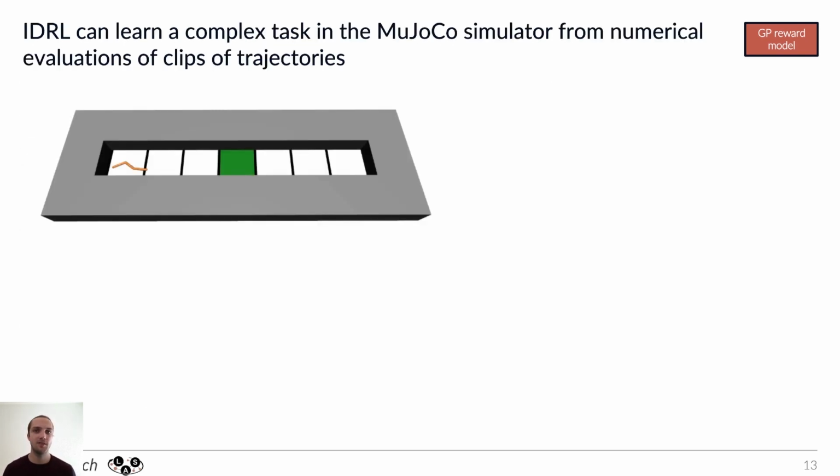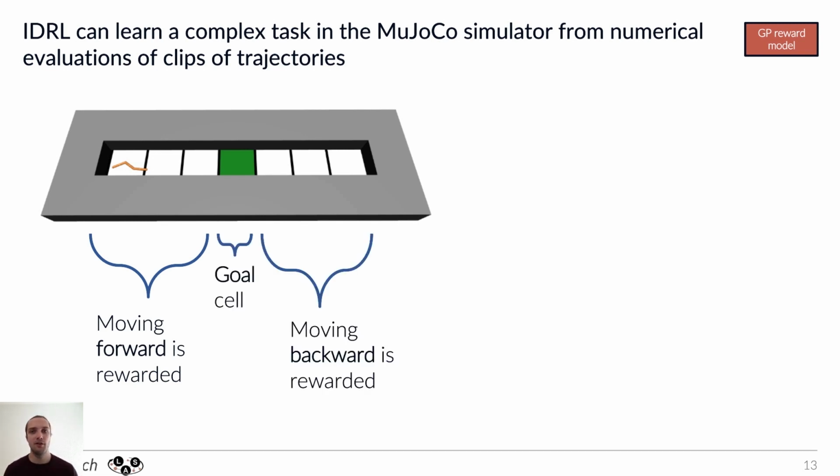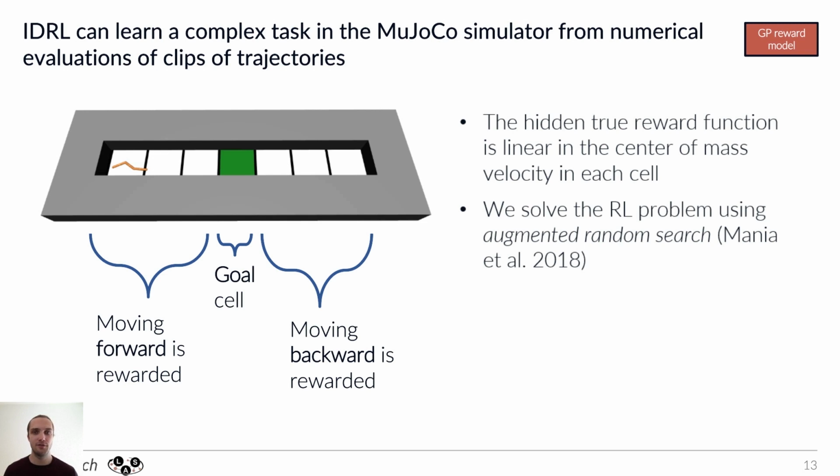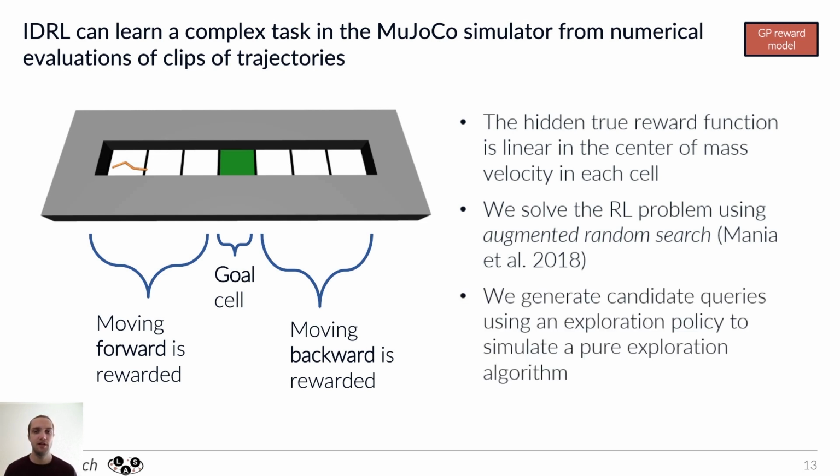Next, here is a more complex environment that we designed in the MuJoCo simulator. The swimmer has to move to the green square in the corridor. The underlying true reward function that the agent doesn't directly observe rewards the agent for moving forward before the goal and rewards it for moving backwards if it's past the goal already. The reward function is linear in a set of features, and we use an off-the-shelf RL algorithm to solve the environment. We also use a fixed exploration policy to explore the environment, and the agent can query clips from the exploration trajectories to observe the sum of reward over these clips.